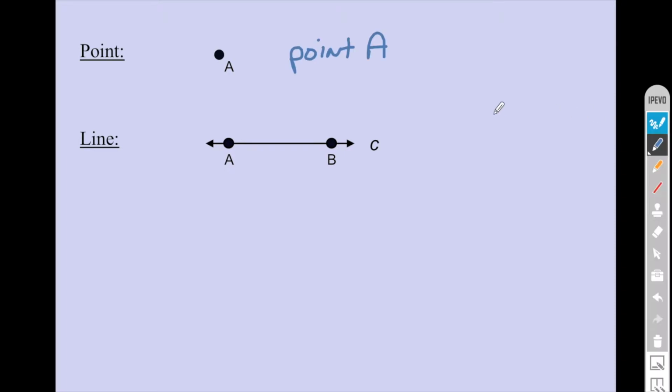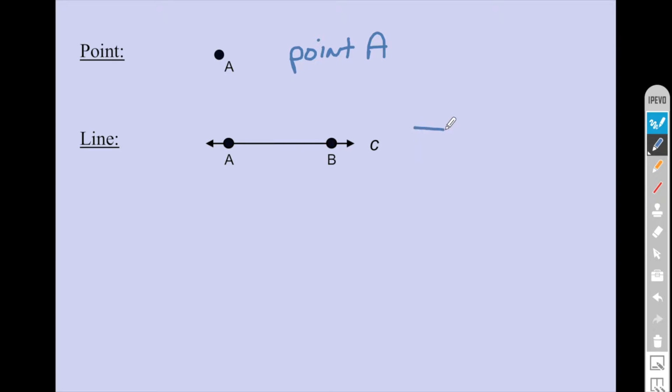Next one's going to be a line. Okay, a line extends infinitely in opposite directions as indicated by the arrows on either end. There are an infinite number of points that are on this line. We only have two that are indicated with capital letters, and then we have this scripted letter C over here.